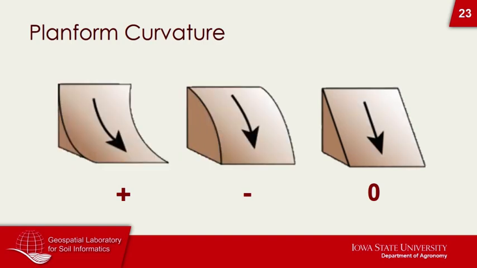Just noticed typo. So this is supposed to be profile curvature. Sorry for that. Profile curvature looks to see the upward surface, whether it's concave or convex. Positive would indicate a concave surface, and negative, a convex.